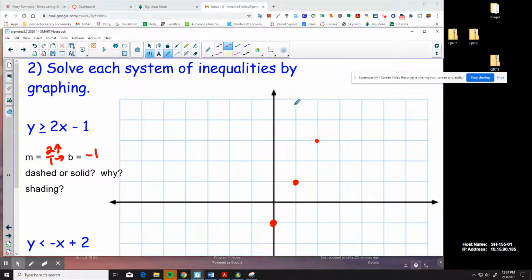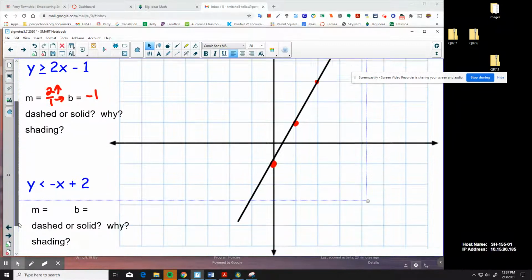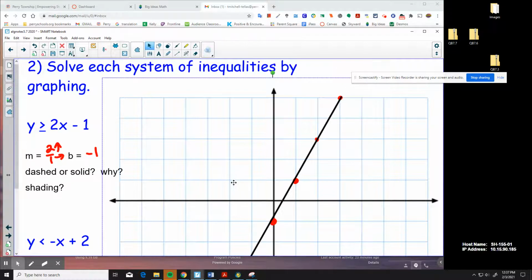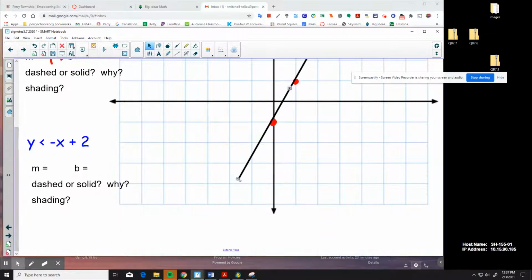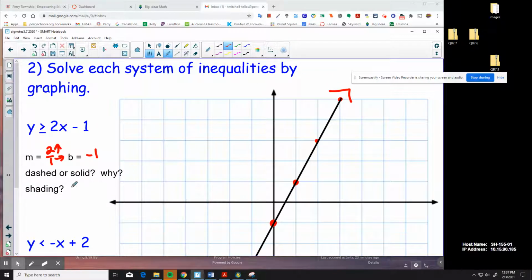Let's see. I'm going to use my line function to go all the way across, just like I would in Desmos. And it is a solid line. And it's a solid line because it has the equal to part. So actually, let me extend that a little further. I want it to go all the way across. And I'm going to put some arrows on there. So it's solid because it has the equal to.